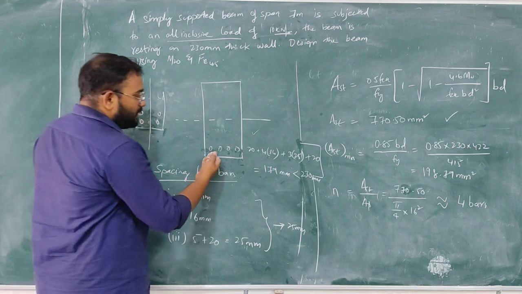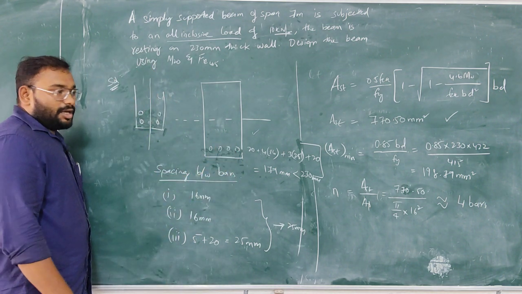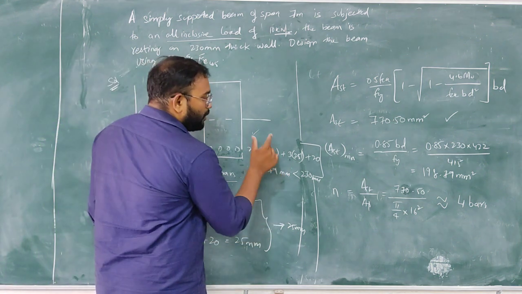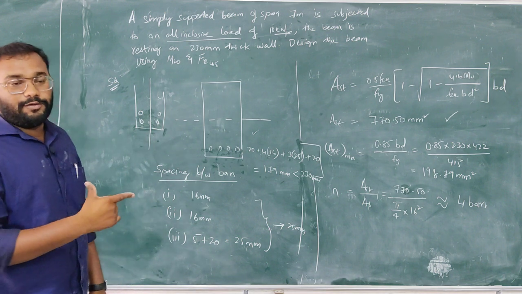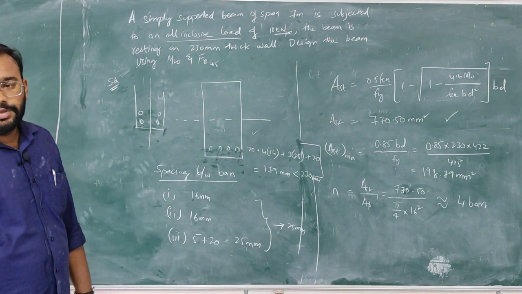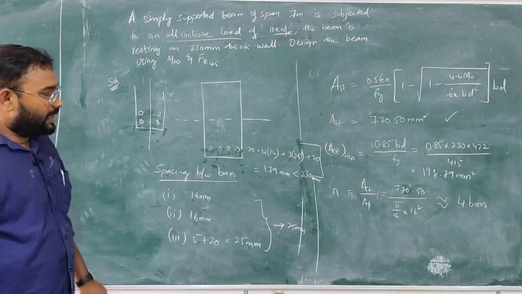Suppose you check this using 20 mm diameter bars also. Either you can provide 4 bars of 20 mm diameter in a single row in a beam of 230 mm width. If that is also satisfied, this can be done. Okay, understood this point?